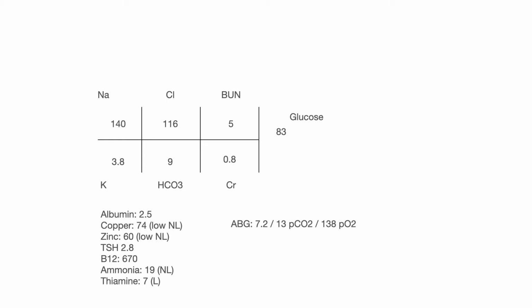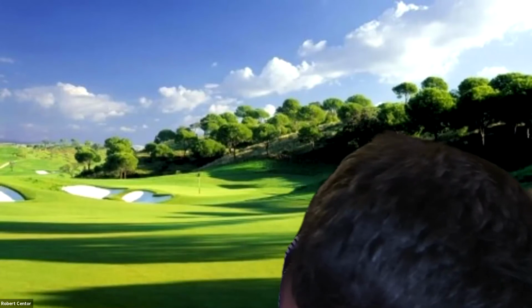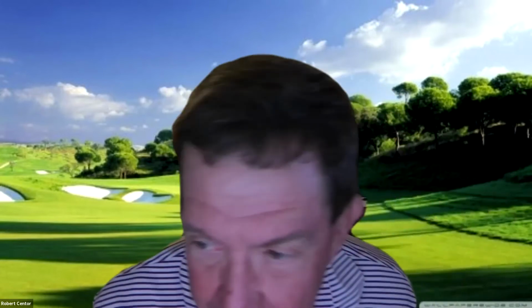So let's go over the differential that we had before. The copper is on the low side and certainly needs to be repleted. The zinc is on the low side. Her zinc was 60, and that's the lower limit of normal, so that needs to be replaced. Her thiamine is a little bit on the low side, and that needs to be replaced. So this is a lady who really has a lot of problems.